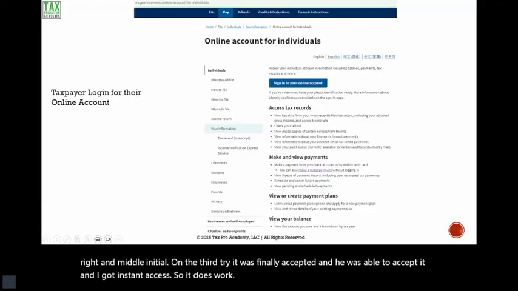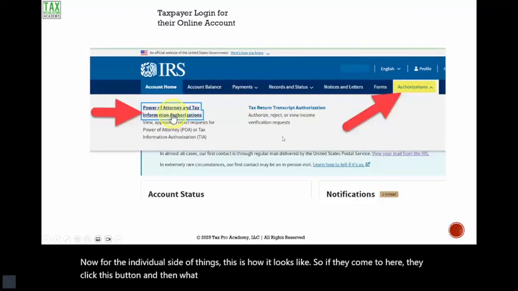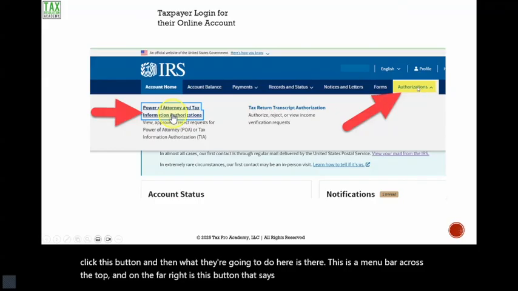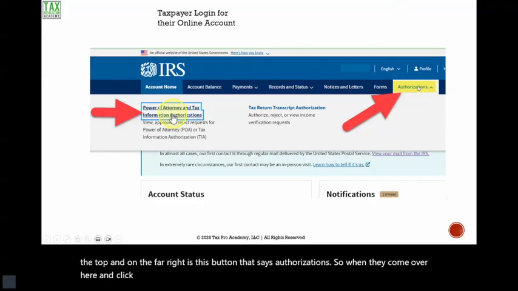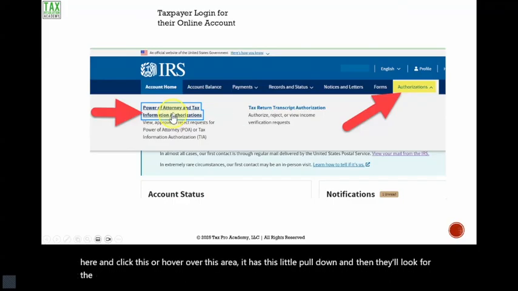Now, for the individual side of things, this is how it looks. If they come to here, they click this button, and then there is a menu bar across the top. On the far right is a button that says authorizations. When they click or hover over this area, it has a little pull down. They'll look for and click power of attorney and tax information authorization.